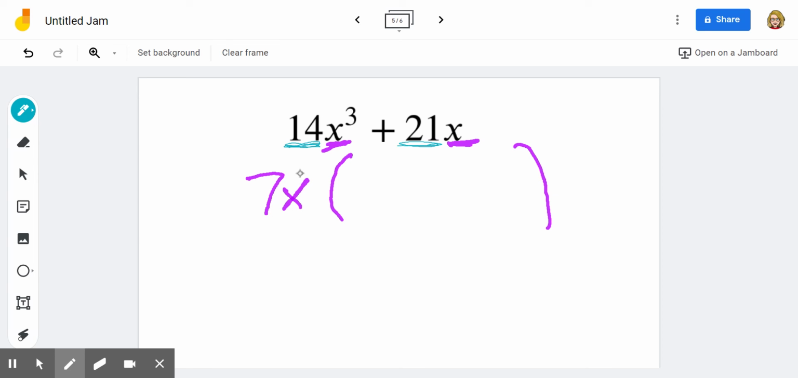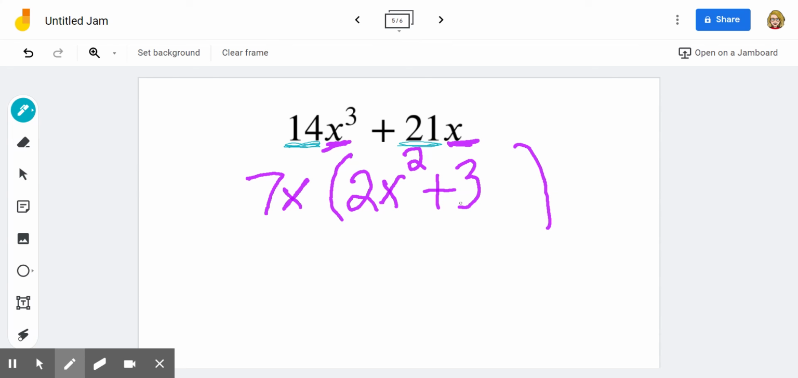From here, I think of what times 7x gives me 14x cubed. Well, 2 times 7 is 14. And then x squared times x gives me x cubed. So I'm going to write 2x squared. Plus, what times 7 gives me 21? Well, that is 3. And then I already have an x, so this is my final answer.